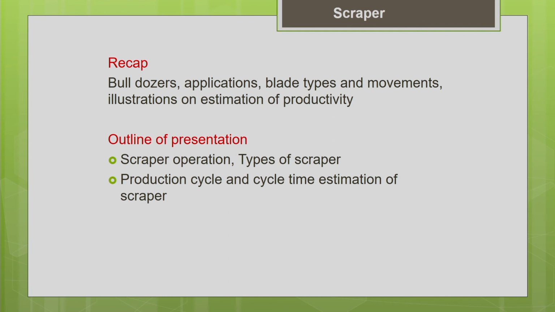In this lecture on the series of earth moving equipments, today we are going to discuss scrapers. In the previous lecture we discussed bulldozers, their applications, the blade types and the possible movements of the blade, how to quantify the performance of the blade, and the factors which affect the productivity of bulldozers. Then we even worked out some illustrations on how to estimate the productivity of the bulldozer.